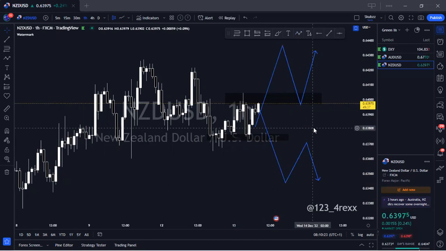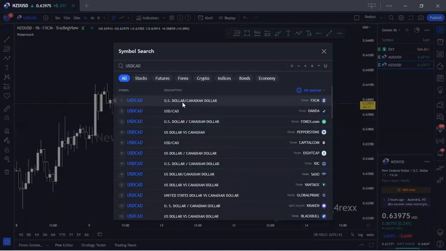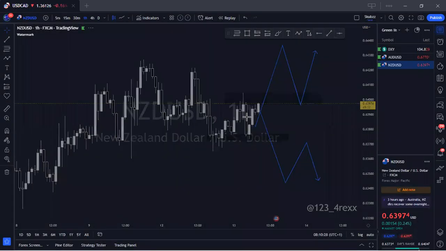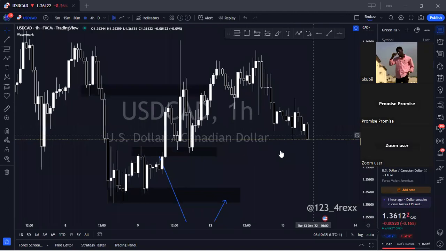USD card. I'm already selling on USD card. I want to confirm if it's valid. Okay, let's check it out and see. Okay, USD card is actually selling. There's no shift in market structure.